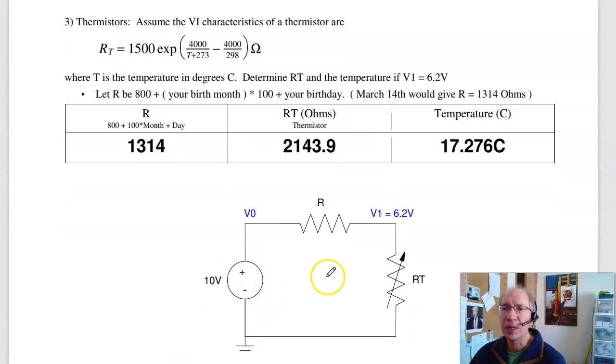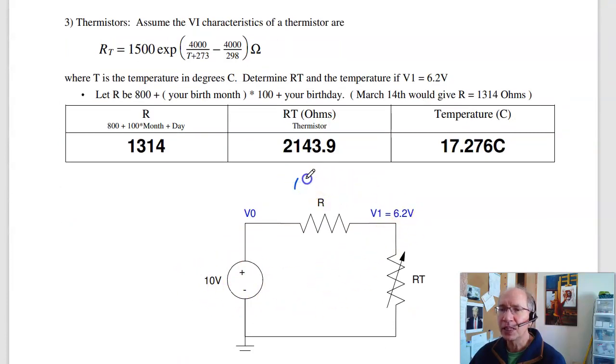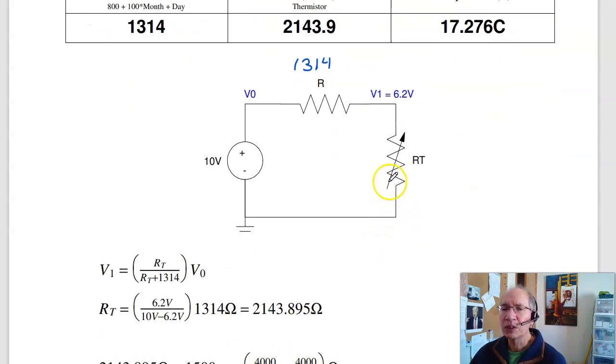Problem 3. If I have this circuit and I measure 6.2 volts and R depends upon your birth date, for me I assumed 1314 ohms. Find the resistance RT, find the temperature. Well, from voltage division, I know that V1 is voltage division times V0. Doing a little bit of algebra, I get RT is the voltage over 10 minus voltage times resistance. So this has got to be 2143 ohms.